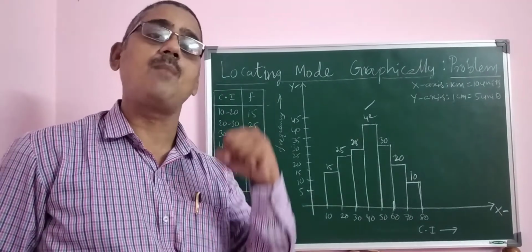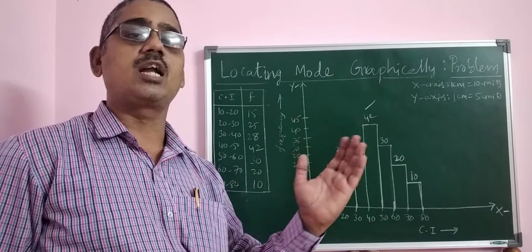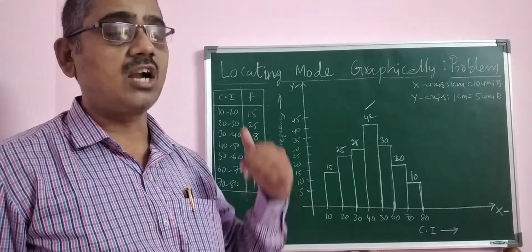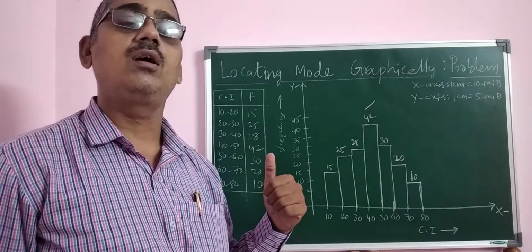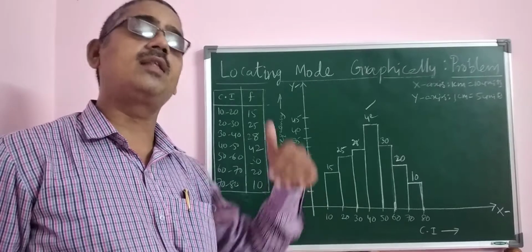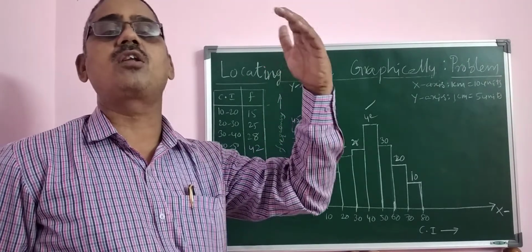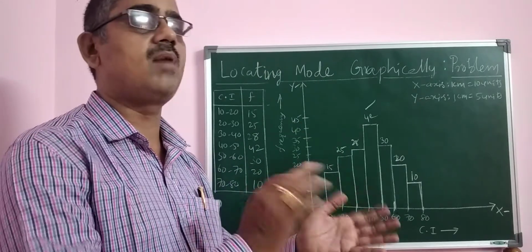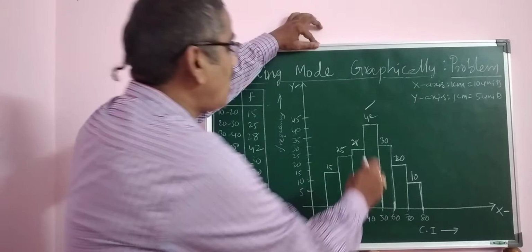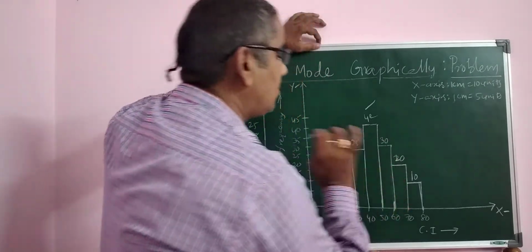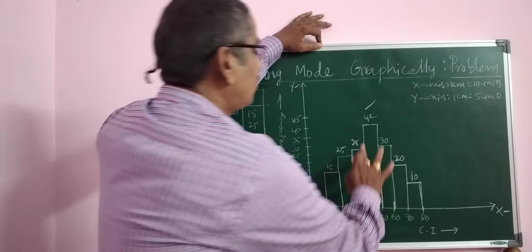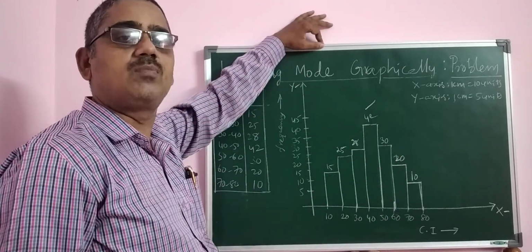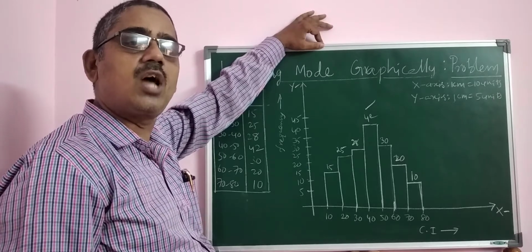You have to start from the upper corner of the corresponding bar, and go to the upper corner of the adjacent bar. So two adjacent bars you have to consider. You have to draw two diagonal lines in this particular bar. That is the first thing. That is the modal class bar, in which you have to consider two diagonal lines.